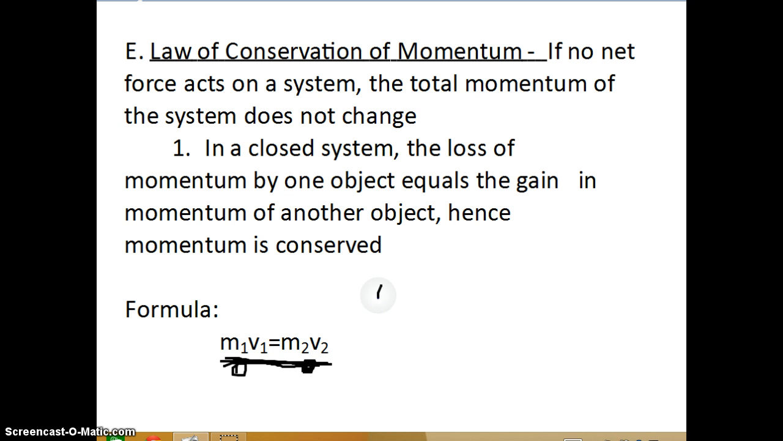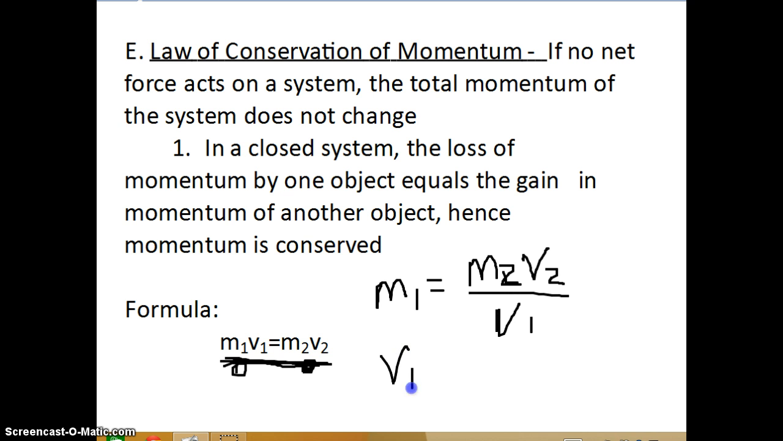So to get rid of the V1, you want to divide by V1 on both sides. So you would get M1 equals M2 V2 over V1. And then if you wanted to solve for V1, you'd get M2 V2 over M1.